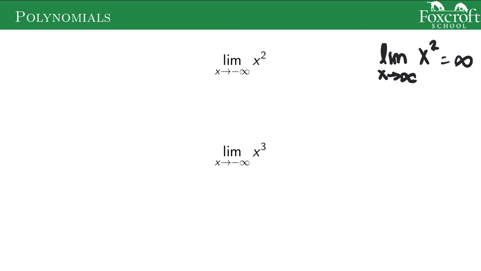Well, for negative infinity, it doesn't matter if you plug a negative into x squared because the negatives will cancel, so you'll still get infinity. But for a cube, there are 3 negatives. 2 of them cancel out and you're still stuck with one. So for x cubed, you're going to get negative infinity.